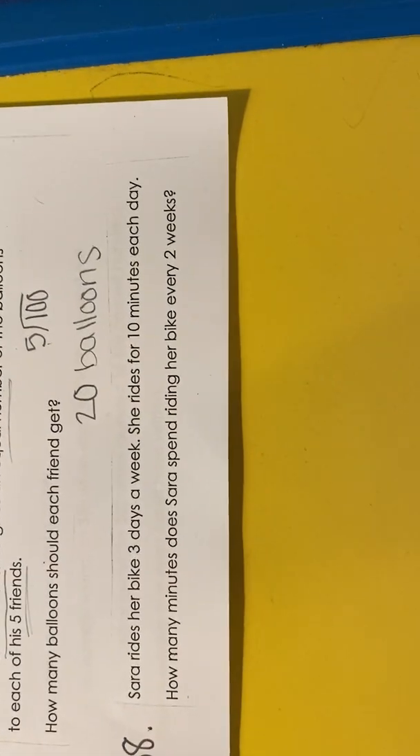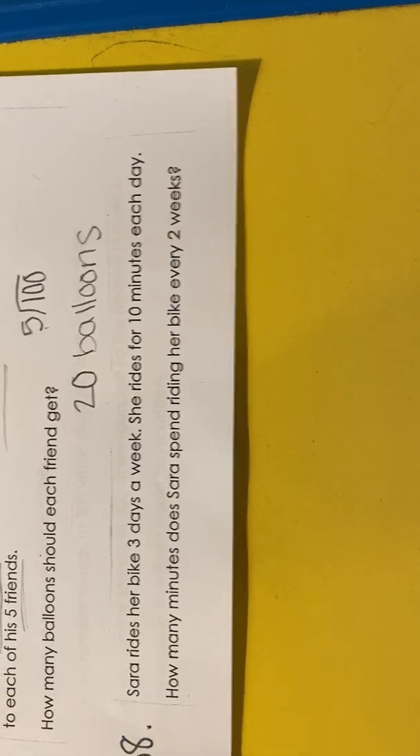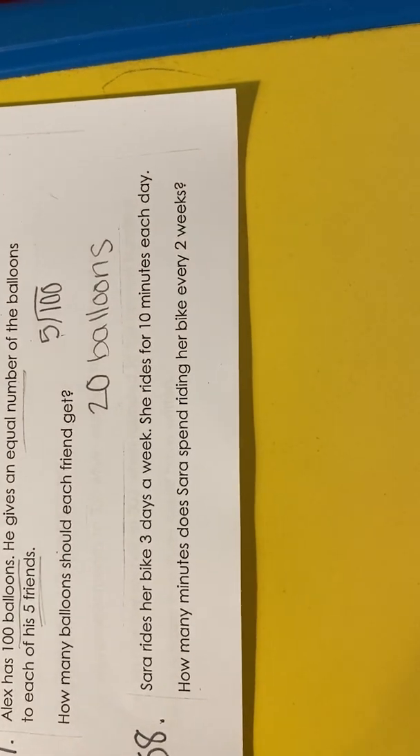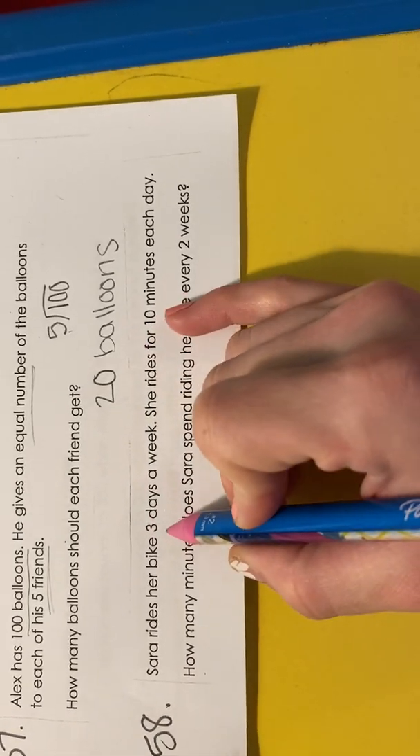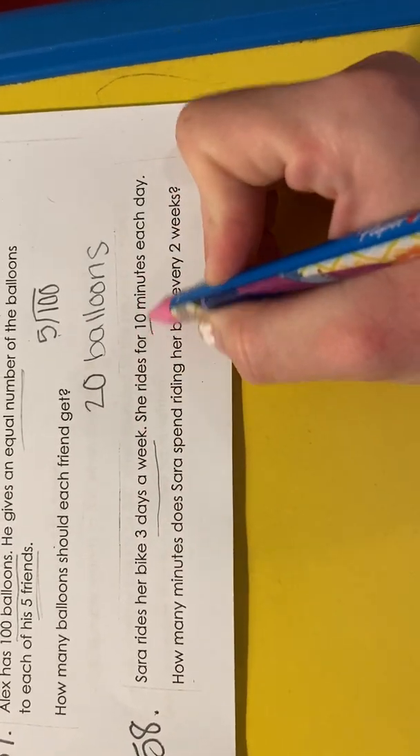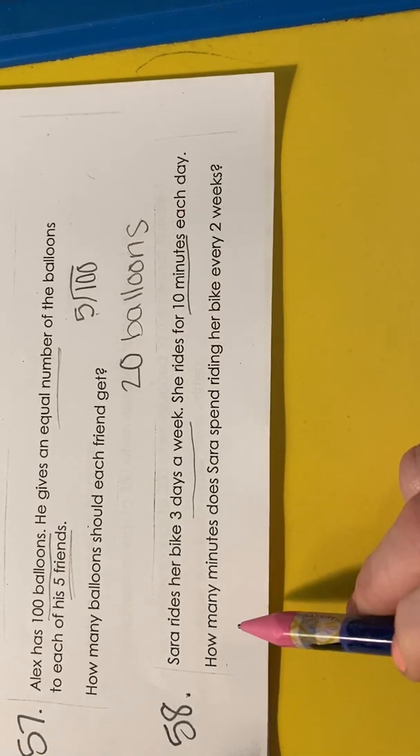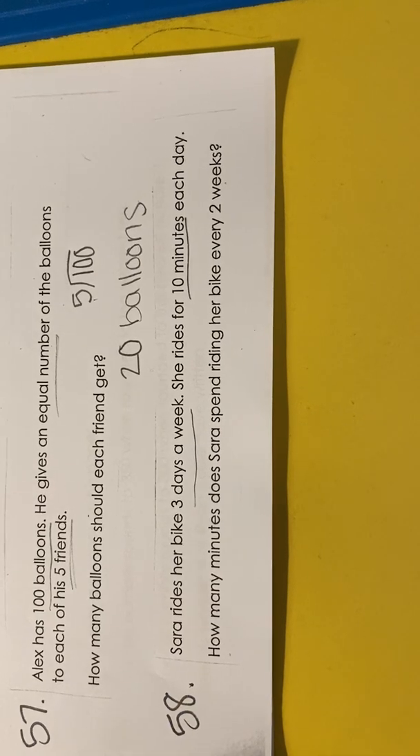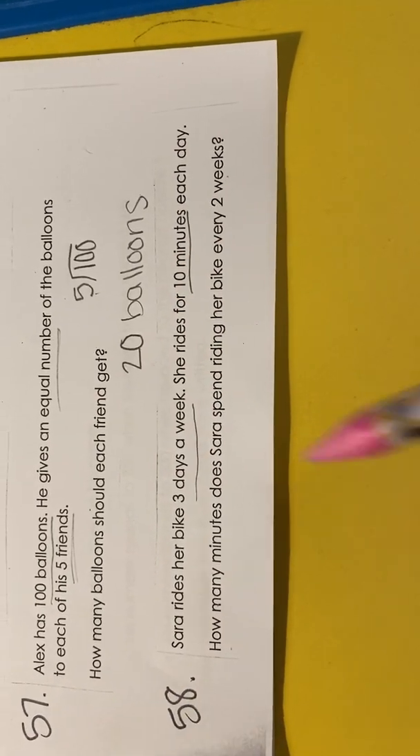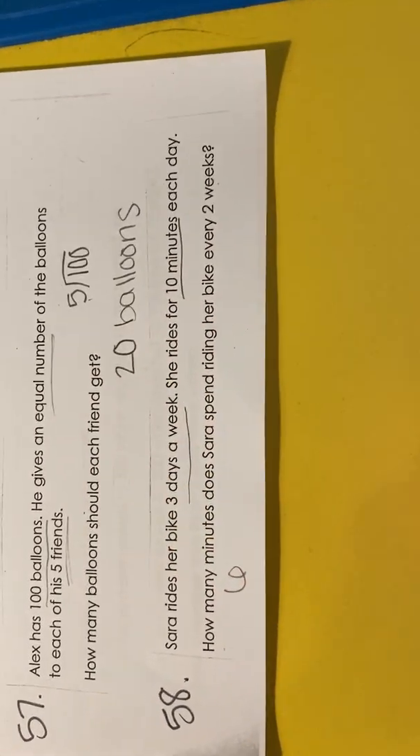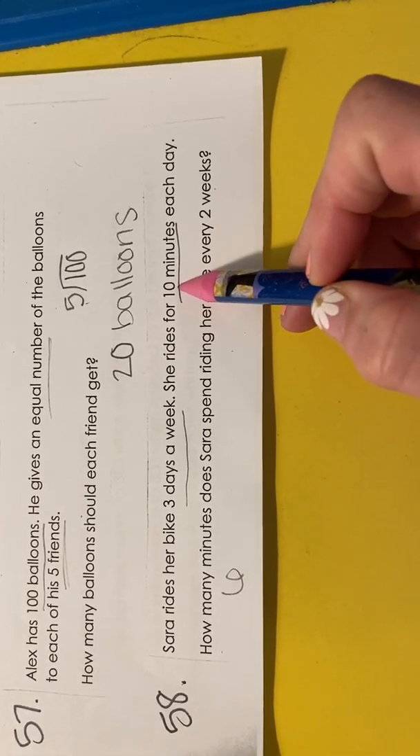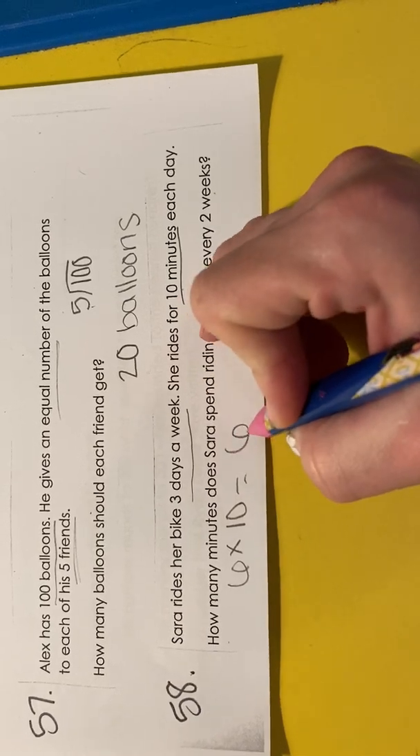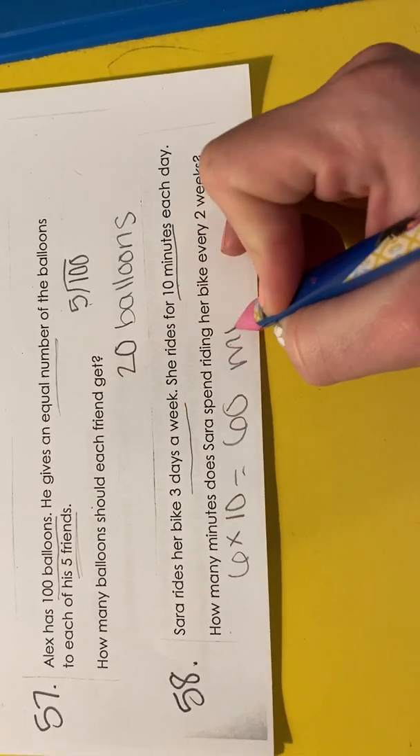Number 58. Sarah rides her bike 3 days a week. She rides for 10 minutes each day. How many minutes does Sarah spend riding her bike every 2 weeks? So if she rides 3 days a week for 10 minutes, and she does this for 2 weeks, that means we're going to have 3 days the first week and 3 days the second week. So we're going to have 6 days total. We have 10 minutes each of those 6 days. So we're going to have 6 times 10, and that's going to equal 60 minutes.